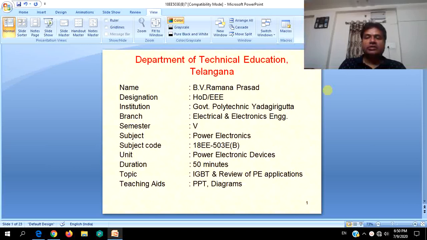In this seventh session, we will be discussing the details of IGBT, particularly in terms of its evolution, construction, working, and characteristics. And also, we will be reviewing the applications of various power electronic devices we have discussed so far, and also IGBT, and discuss the applications for which a typical device has to be selected.